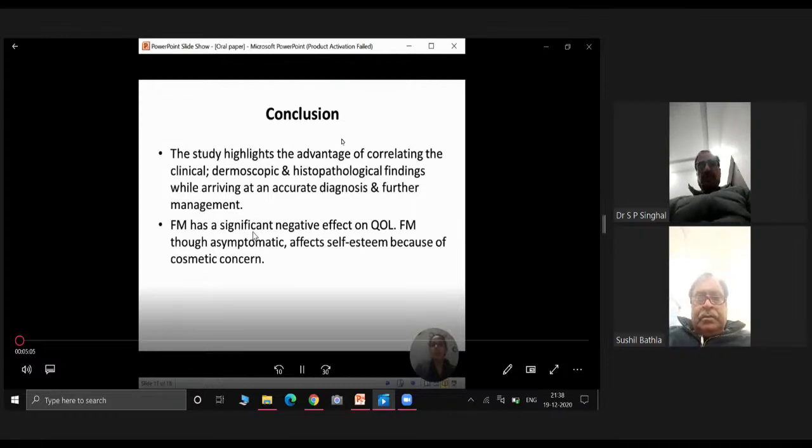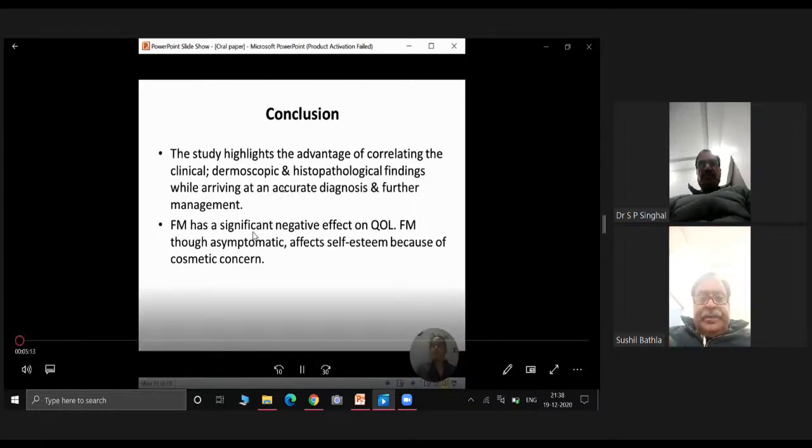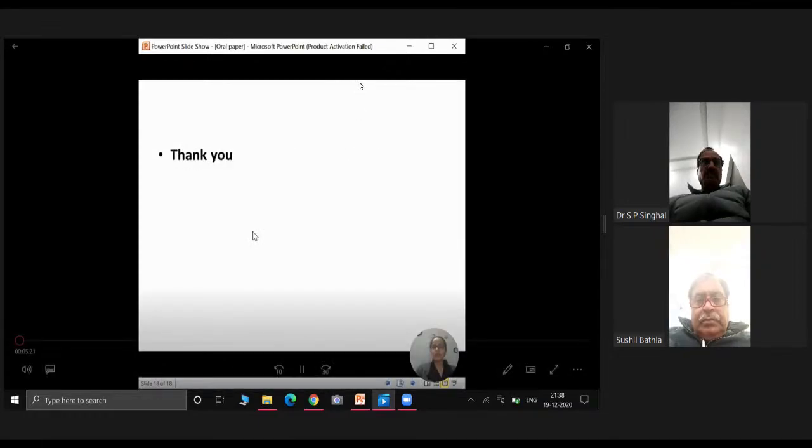So the study highlights the advantage of correlating the clinico-dermatoscopic and histopathological findings while arriving at an accurate diagnosis and further management. Facial melanosis has a significant negative effect on quality of life. Facial pigmentation, although asymptomatic, affects self-esteem because of cosmetic concerns.